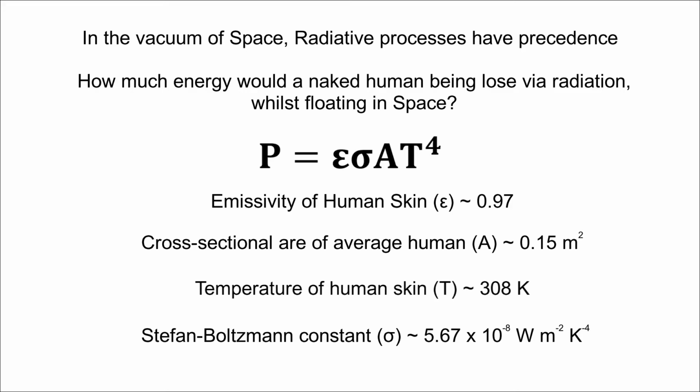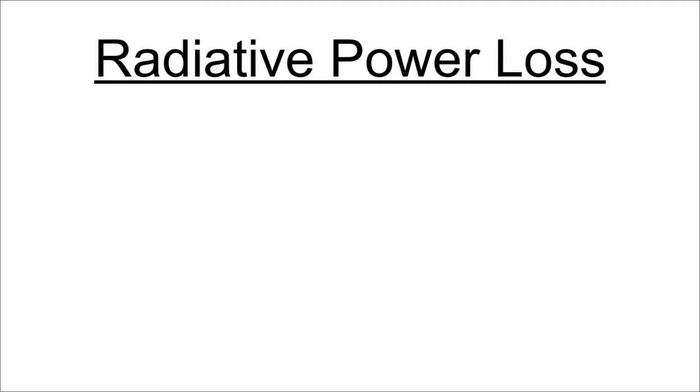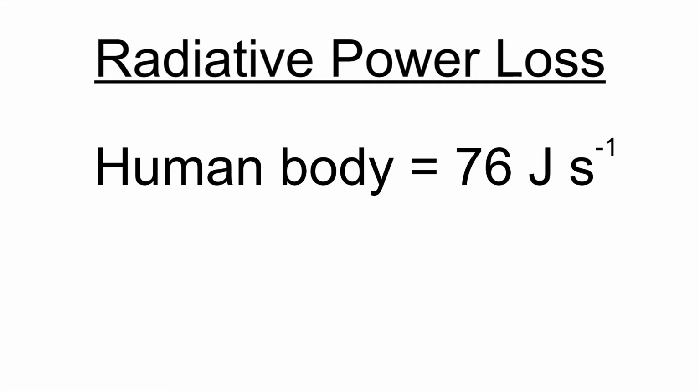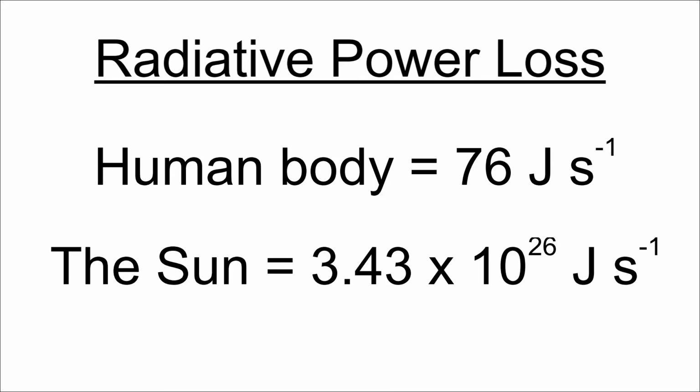Now bear in mind, the human body itself produces about 100 joules per second of energy. So the radiative power loss that we calculate from that expression is 76 joules per second. That's tiny when compared to, say, what the sun could output. And again, the human body already outputs 100 joules per second of energy. So the energy loss is not a lot.